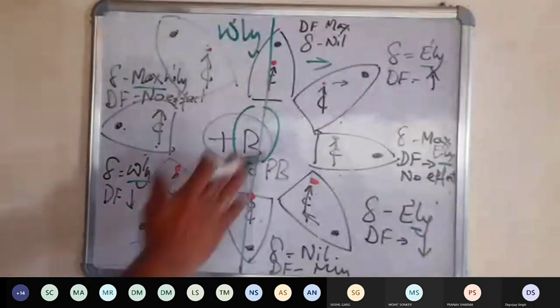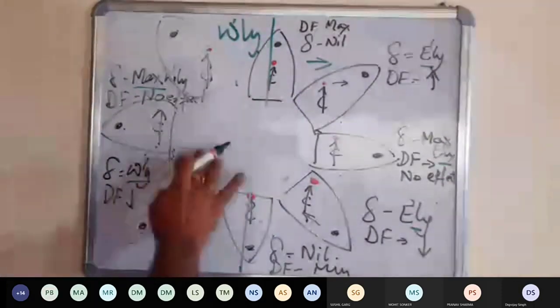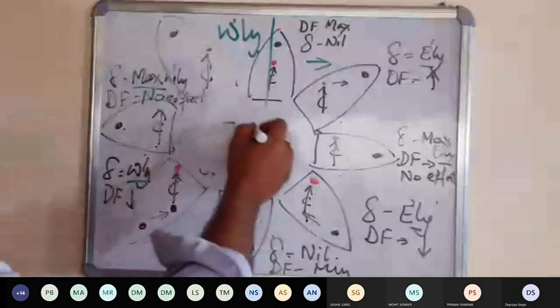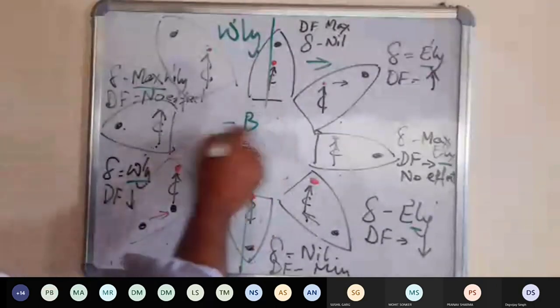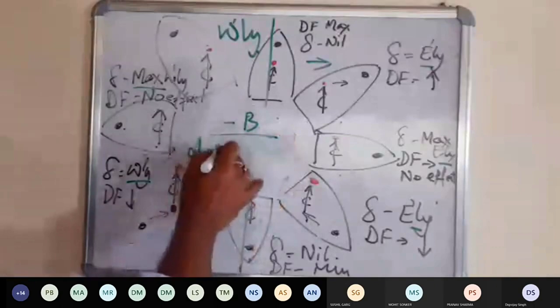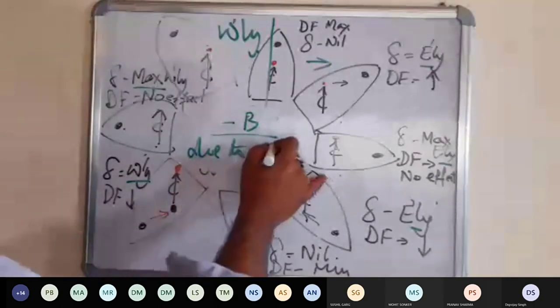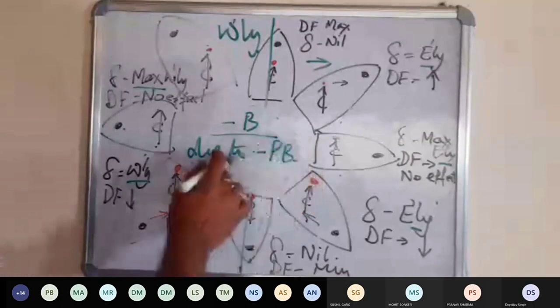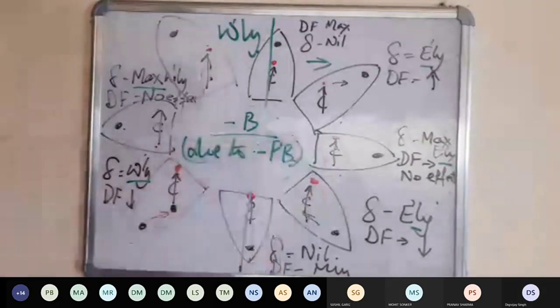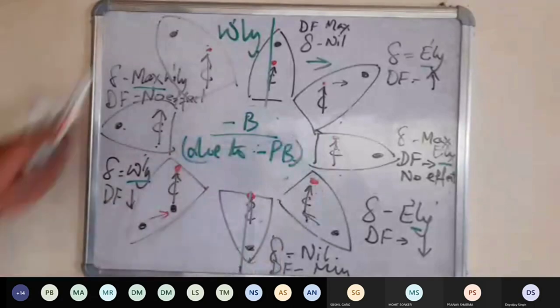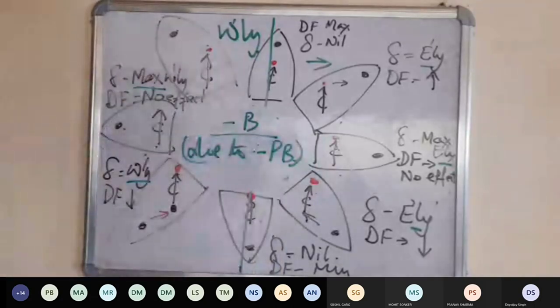I would like you to make a diagram for minus B, minus permanent B. Make a diagram for this in the similar fashion.